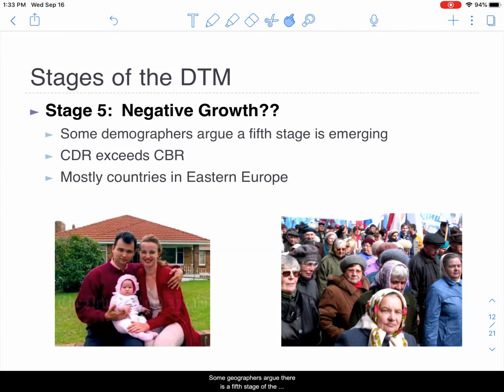And some geographers argue there's a 5th stage of the demographic transition model, and that's when the death rate exceeds the birth rate. And so when that happens, you're looking at negative growth. Countries in this stage are only there for a very short period of time because, unless they have lots of migration coming in, they're going to have nobody left if you have negative growth for too long. So the 5th stage is just a temporary extension, in my opinion, of the 4th stage.